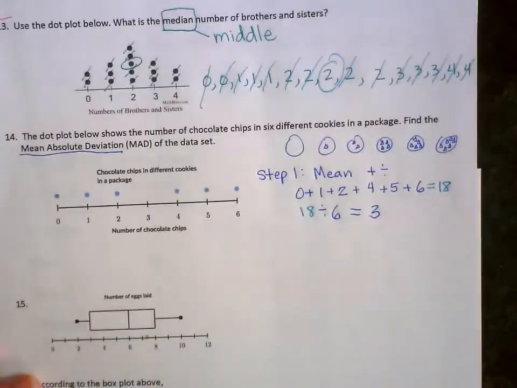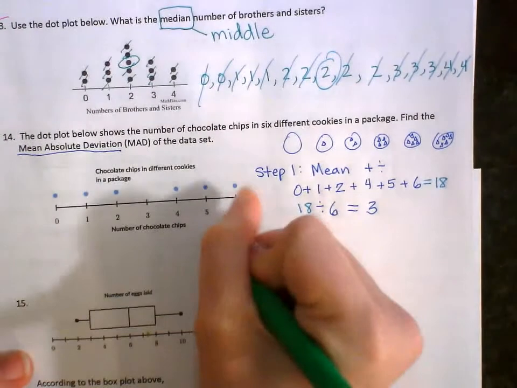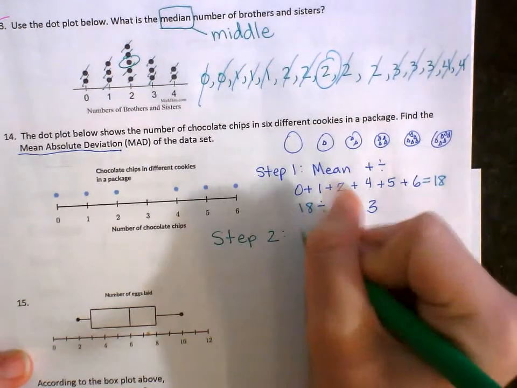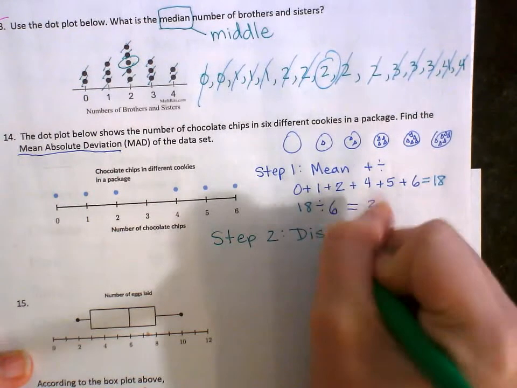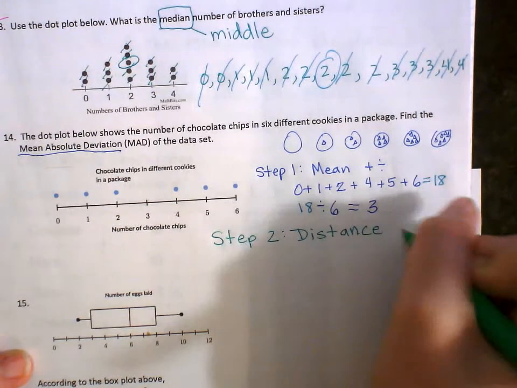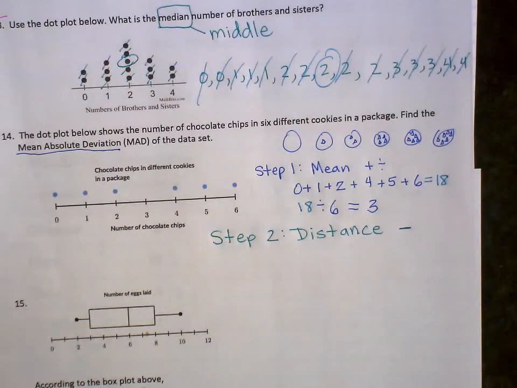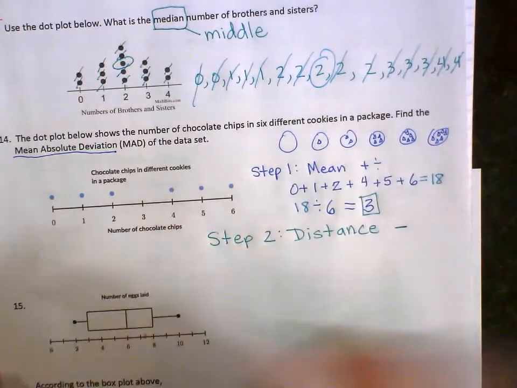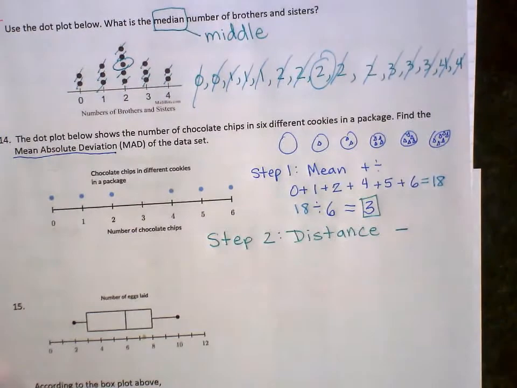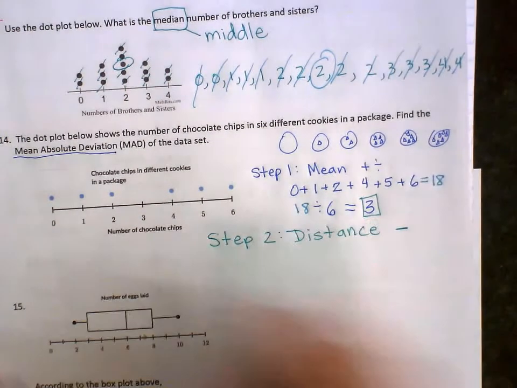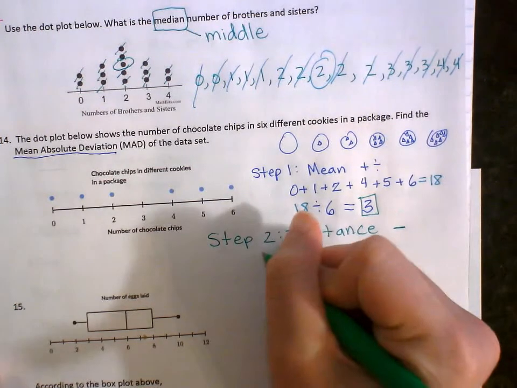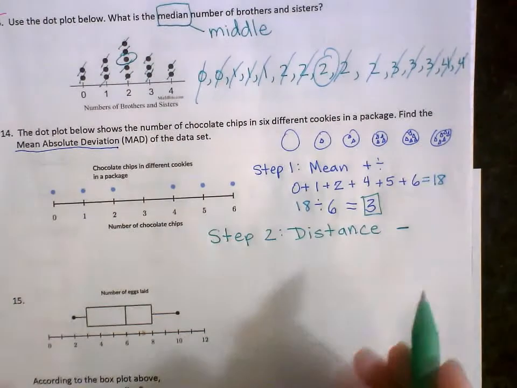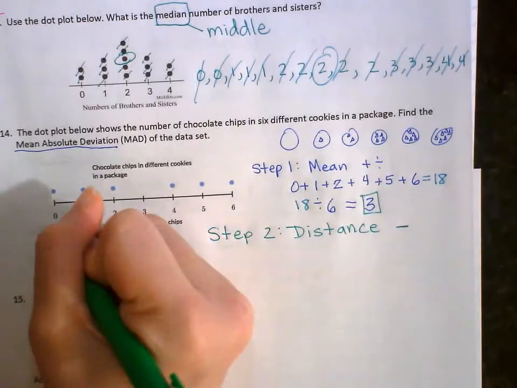Find the distance. How do we find the distance? Distance means difference. We subtract. How far away is each one from the mean? Well, 0 is 3 away from the mean of 3 because 3 minus 0 is 3. The mean is 3. 0 is 3 away. I'm going to write it right there.